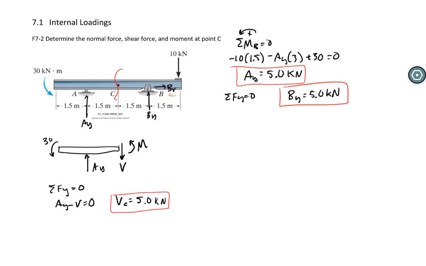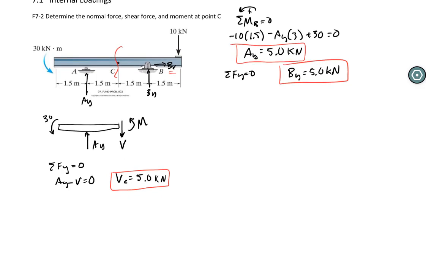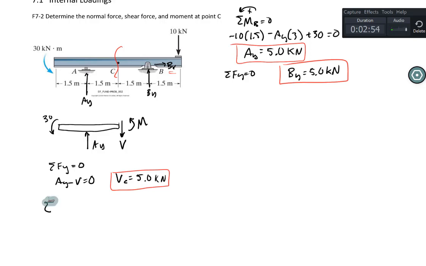Okay. And let's sum the moments and see what we get. Sum of the moments about any point, actually. You can sum the moments about A or the other side, but I'm going to sum the moments about A is equal to 0. So I've got that couple, which is 30, minus the shear times 1.5. So let's see, the couple is going in this direction, that's positive. Shear is going in the net direction, times that lever arm, which is negative.